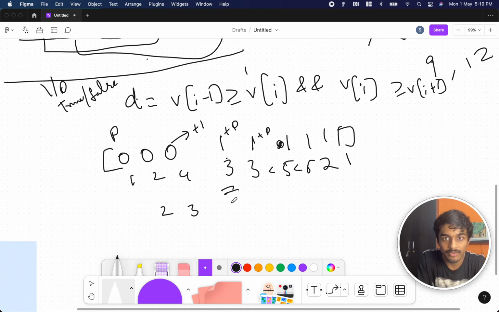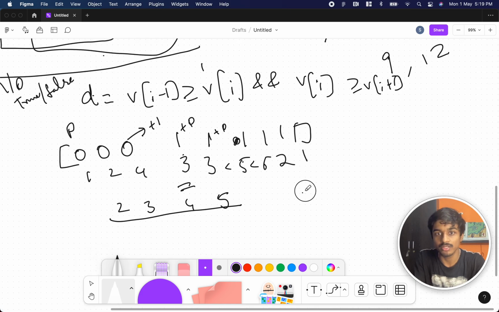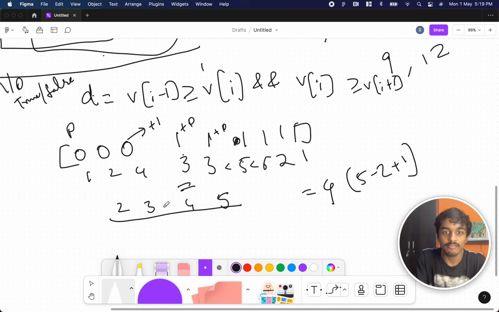So 2, 3, 4, 5, I can say that there exists, I can just remove what? This number, that is a of... first thing that I have to do is, we get 2 to 5. First thing that I need to do is, I need to know the total number of elements in the array. Total number of elements is 5 minus 2 plus 1. There are 4 elements, right? How did I get 5 minus 2 plus 1 means 2, 3, 4, 5. 4 elements are present in the array.